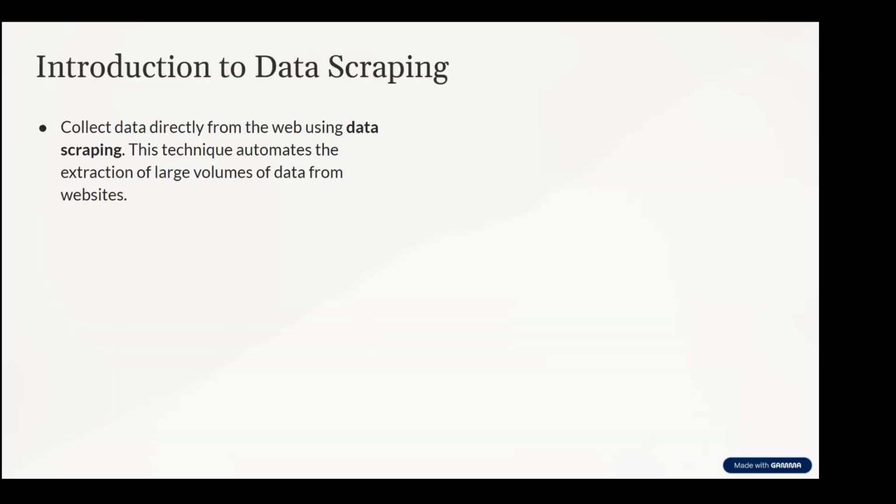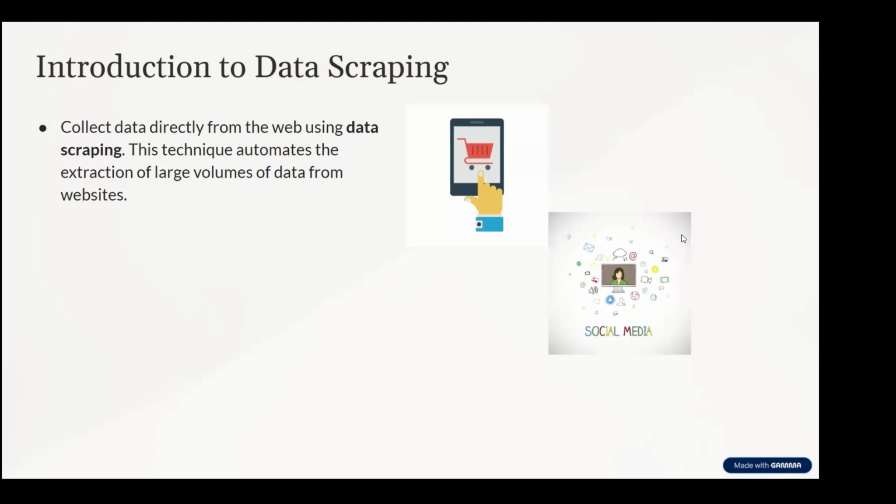When archival data isn't available or comprehensive enough, researchers can collect the data directly from the web using a technique called data scraping. Data scraping automates the process of extracting large volumes of data from websites. Researchers might scrape e-commerce sites to gather product prices and inventory data, and other examples include scraping social media websites, Google search listings, and websites like Glassdoor for employee reviews, or scraping public government websites for real-time performance data.